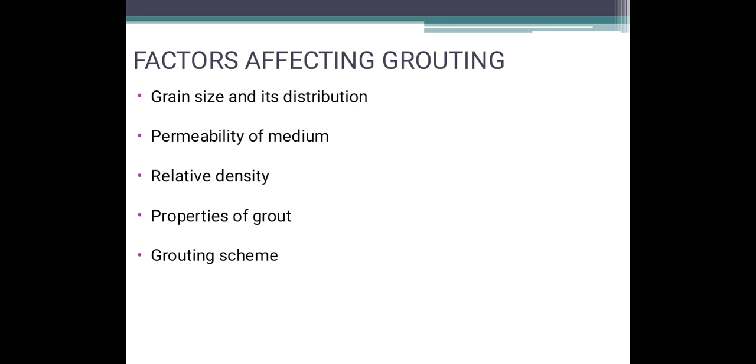Then we have properties of grout. The selection of grout, or the properties of the grout, also plays a very important role in the grouting process. We have different types of grouts, which may be in the form of emulsion, solution, and so on. The grouting scheme is nothing but the proportions of different ingredients of the grout, that may be the cement and water ratio, like that.